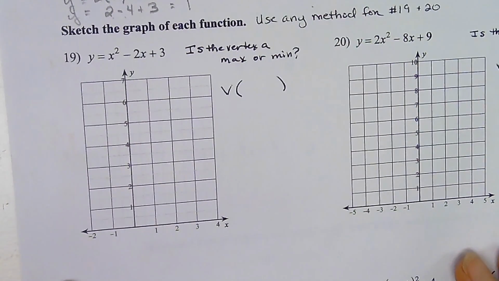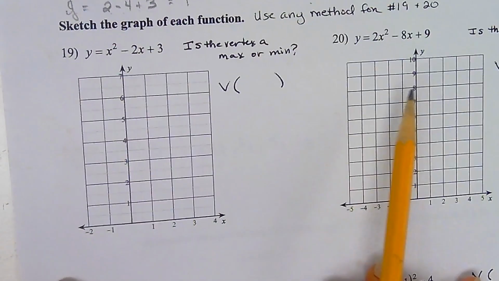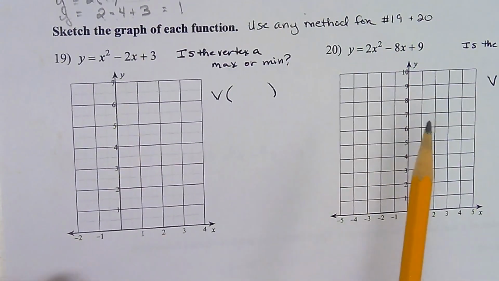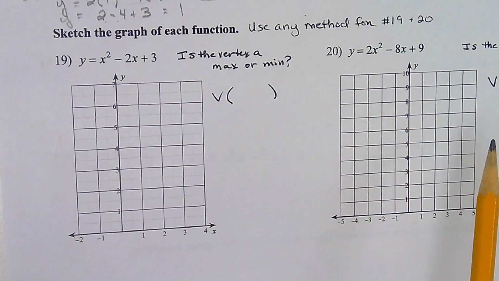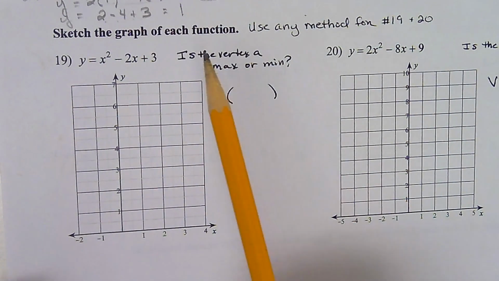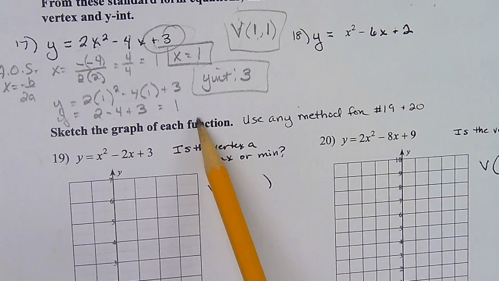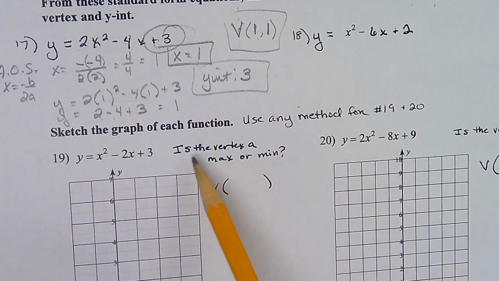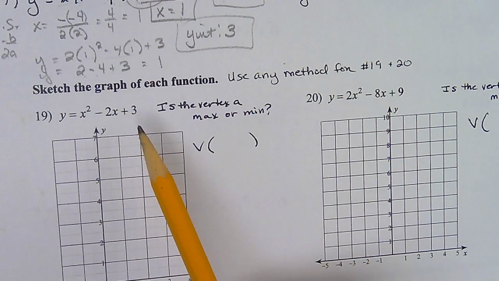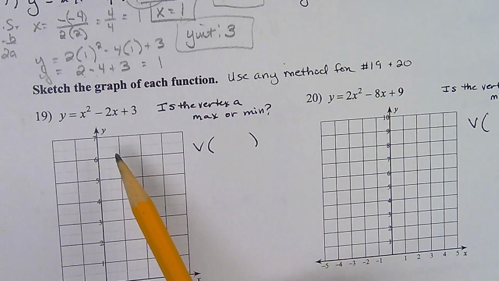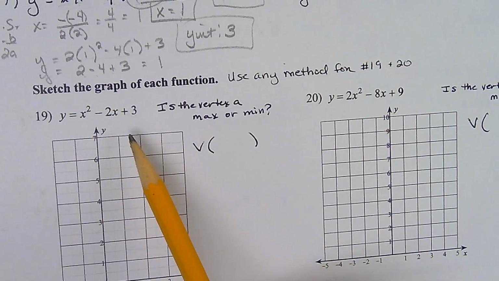Okay, number 19. Sketch the graph of each function. Use any method. Now, for number 19, we could change this into vertex form, but I'm not going to do it that way. I'm going to use the method I just showed you again, because you do need to know how to do it this way. And sometimes you get fractions when you try to complete the square, and really either way is fine. I think this time it would work to change it. Maybe I'll do it both ways.